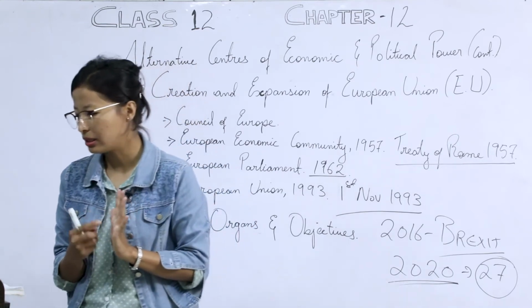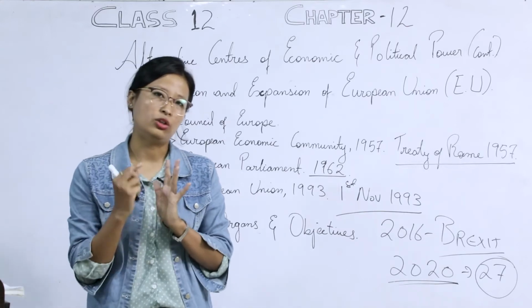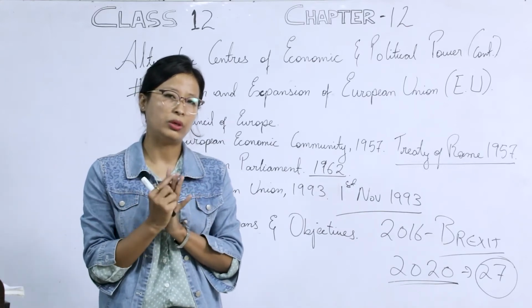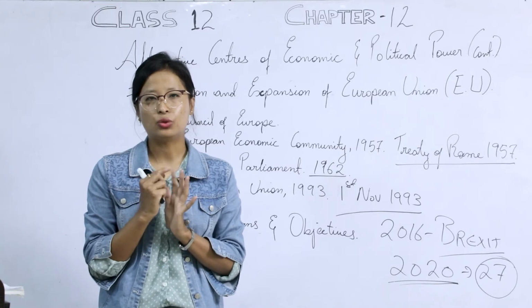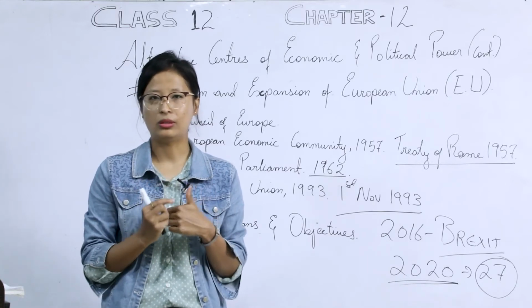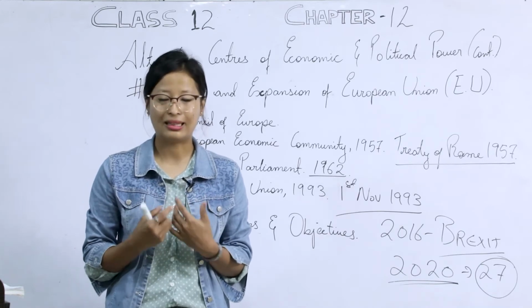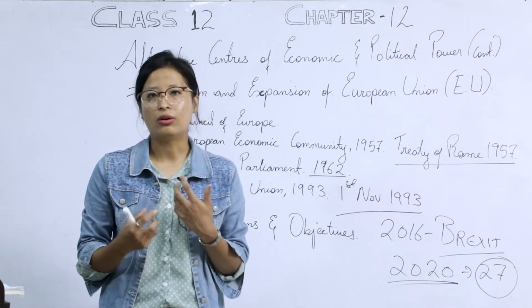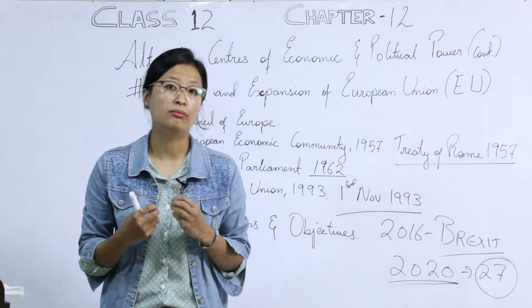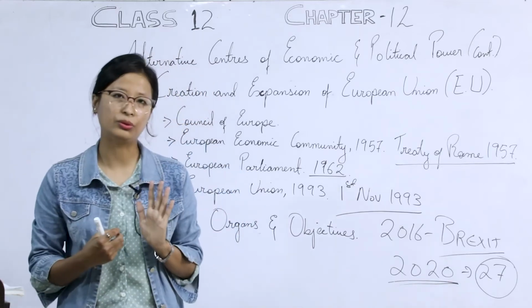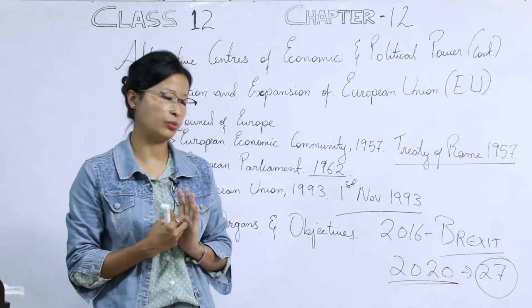I repeat, it is the European Commission, European Council of Ministers, European Parliament, European Economic and Social Committee, and the last one is the Court of Justice, that is to settle any disputes that happened between or among the member states. So those are the 5 major organs in the European Union.